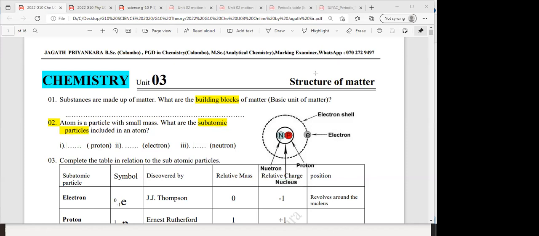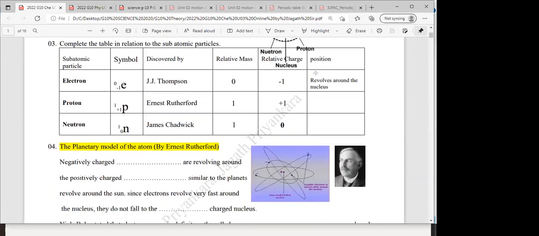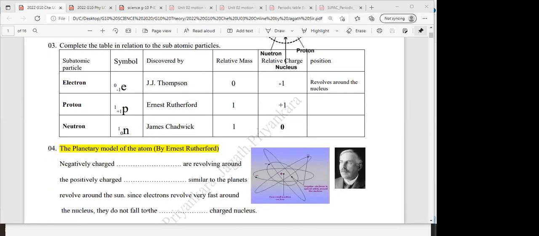Let's see this table. This table is not given in your textbook, grade 10 chapter 3. It is very easy to study, because they can ask MCQs from it. The electron's symbol is e. Why 0 and minus 1? The minus 1 is for the charge.